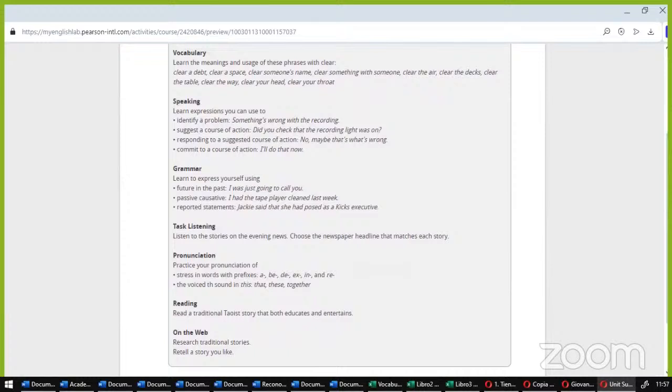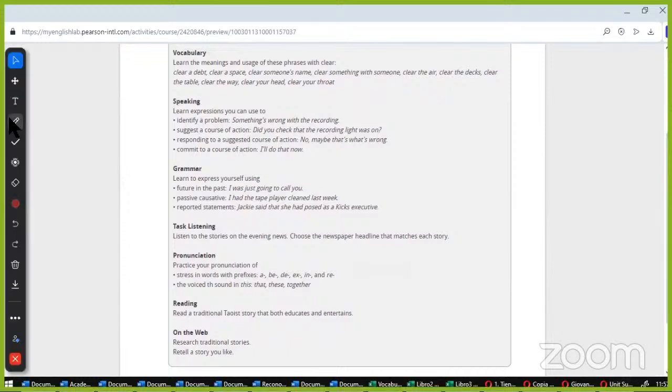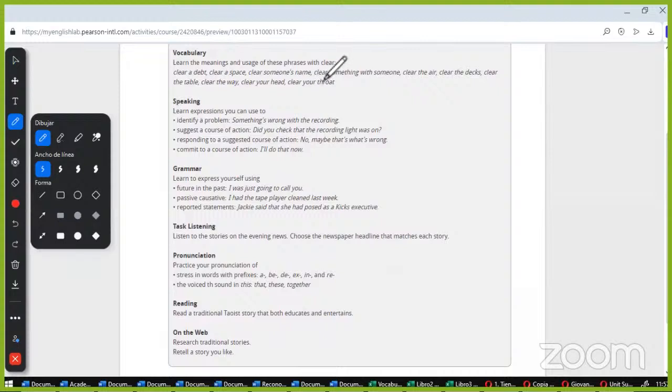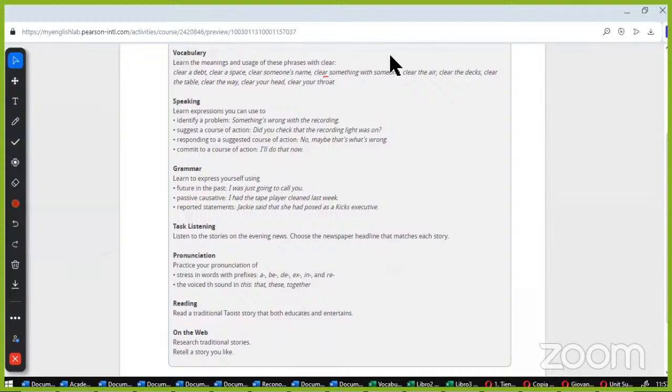Speaking, learn expressions you can use to identify a problem: something's wrong with the recording. Suggest a course of action: did you check that the recording light was on? Responding to that suggested course of action: no, maybe that's what's wrong. Commit to a course of action: I will do that now.